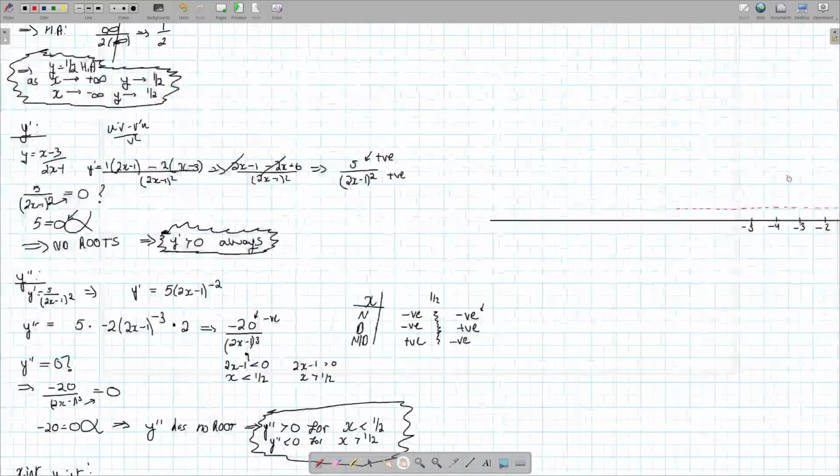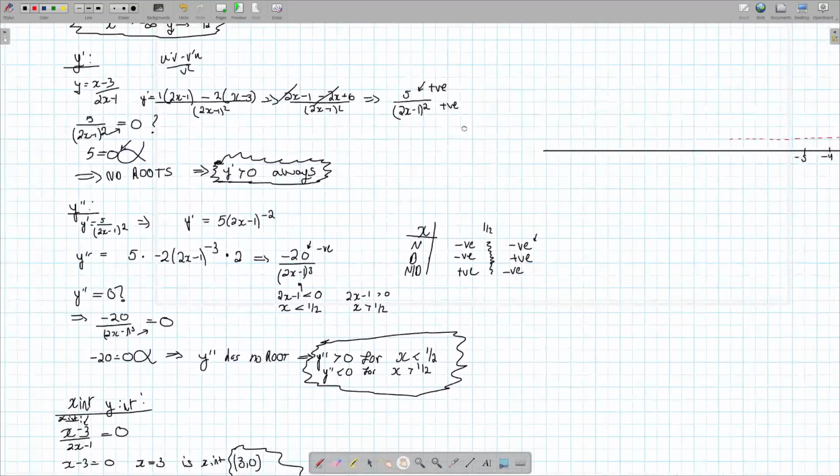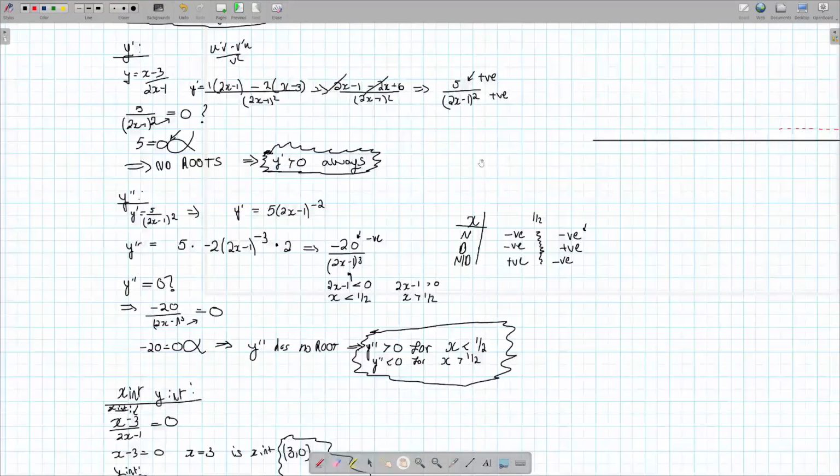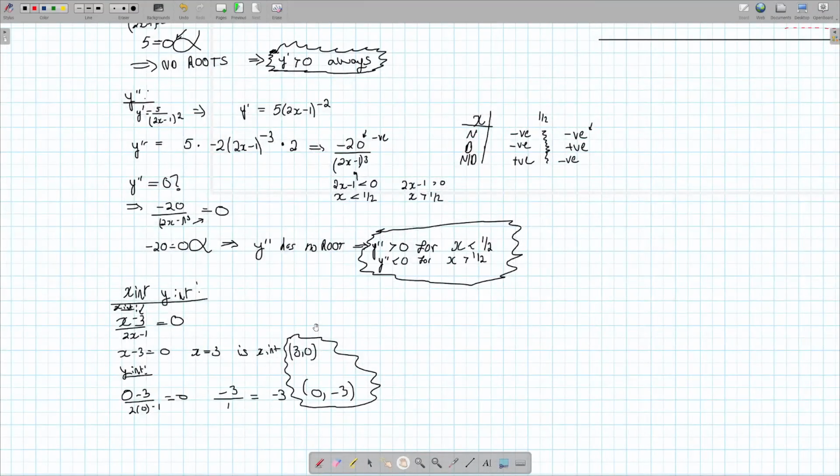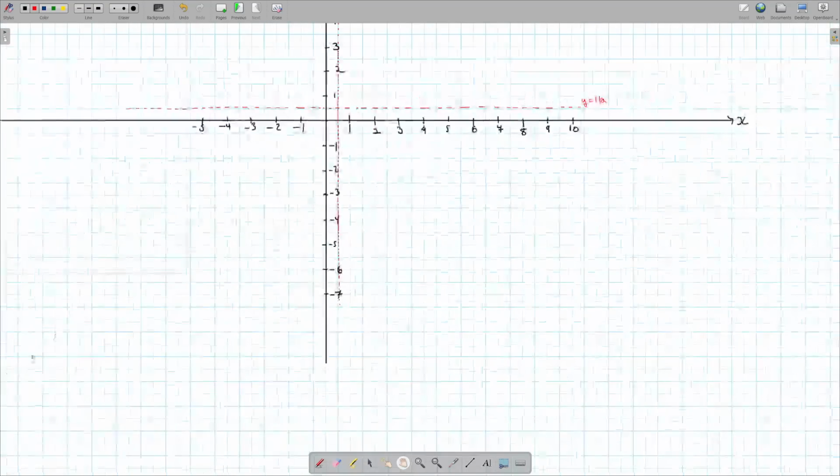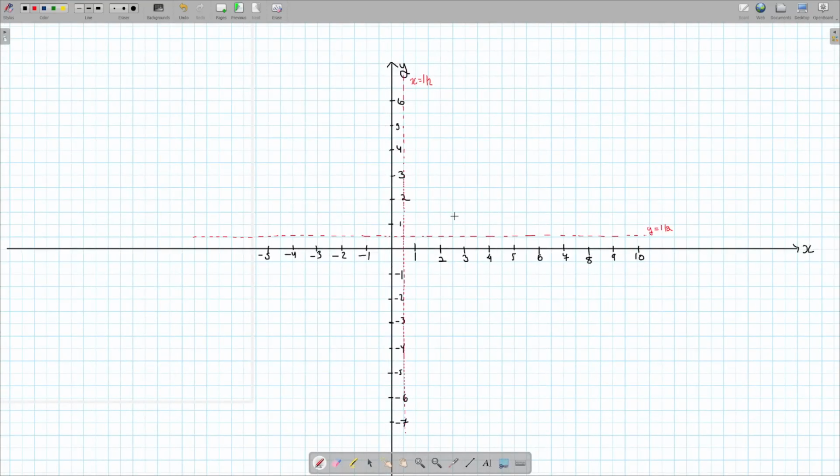Let's see now. What do we have? Do we have any stationary points? Not really. We don't really have much to work with other than the x and y intercept. We have 3, 0 and 0, minus 3. Okay, 0, minus 3. So we have a point over here.